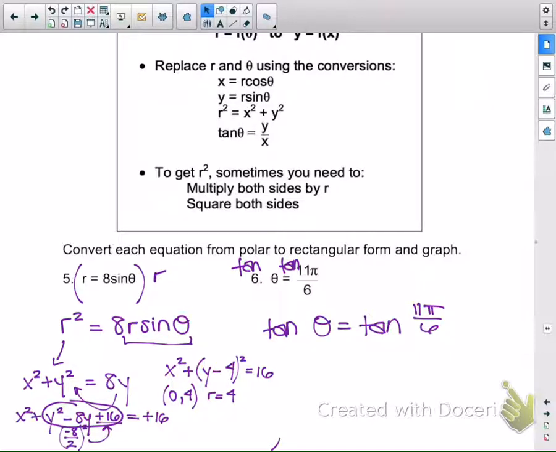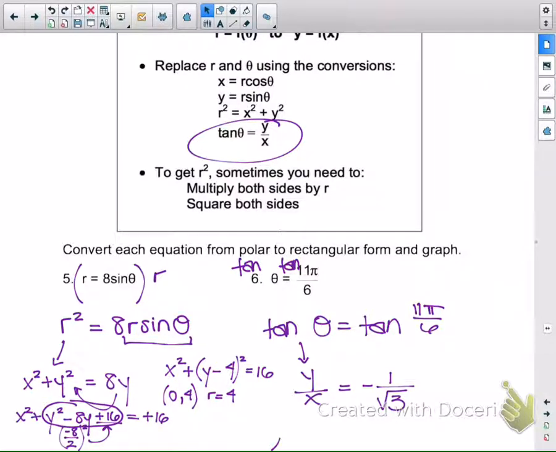Well, according to my formulas, what can I replace tangent of theta with? Y over x. What can I do on the right-hand side? Actually find the tangent of 11 pi over 6. Where do I get that? Your chart, not your calculator. So think about the tangent at pi over 6 in your chart, which is 1 over root 3, but in quadrant 4 it is negative. You may leave it here.